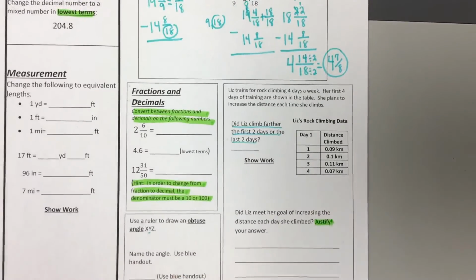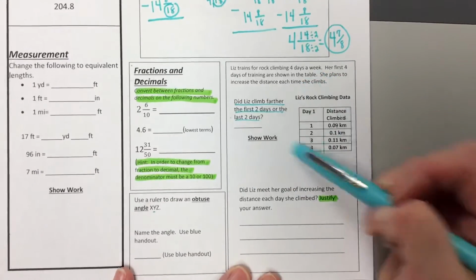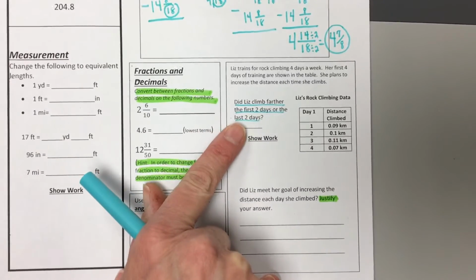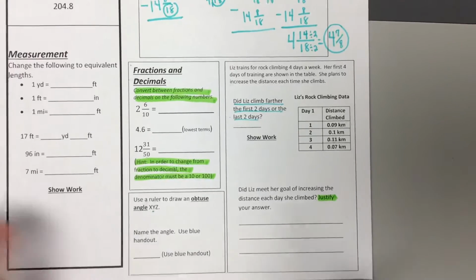When we justify, we don't need to write an entire RACE response. We just need to explain how we know if she did climb farther the first 2 days or if she did climb farther the last 2 days.